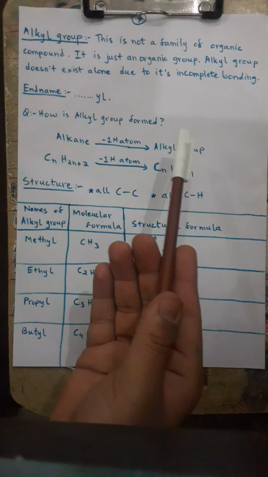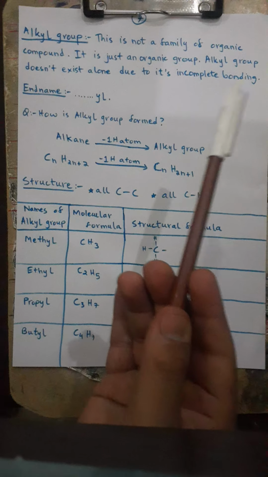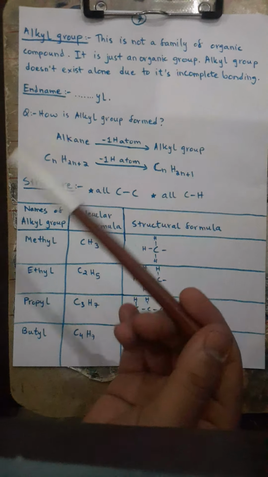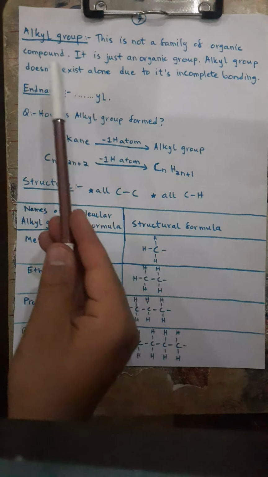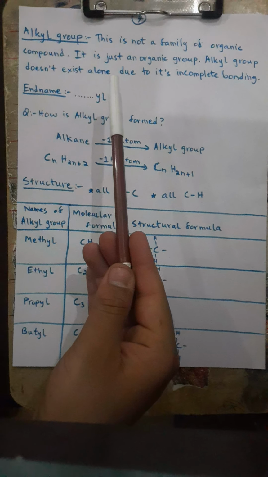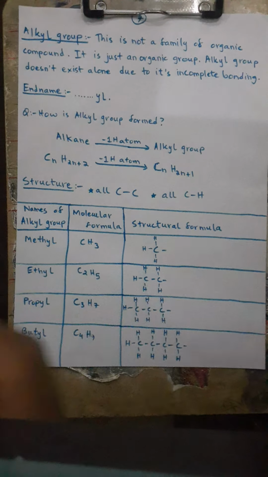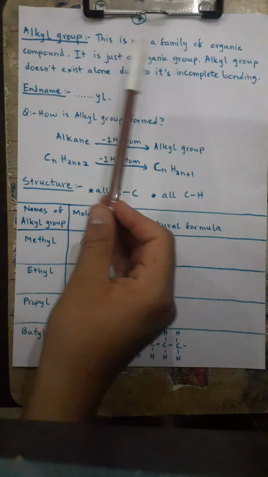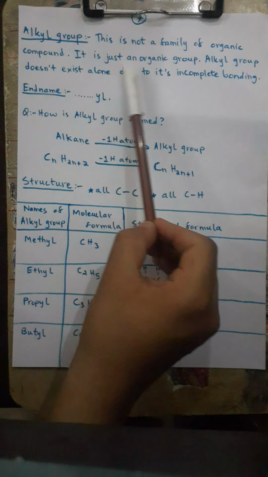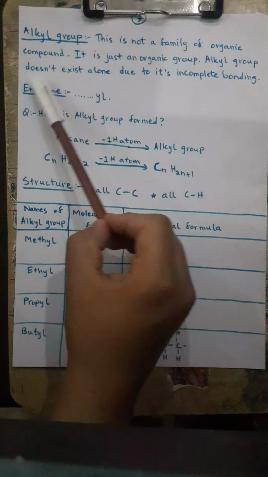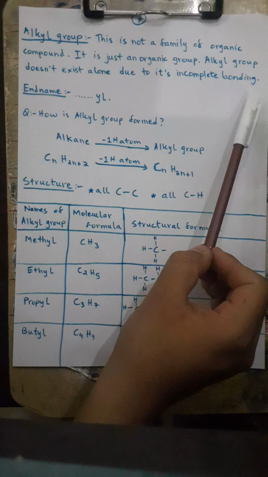Now after alkene, in which the general formula of the family was CnH2n, we are coming to the alkyl group. This is not a family of organic compounds, it is a group. We are studying it separately. It is just an organic group. Alkyl group doesn't exist alone due to its incomplete bonding.